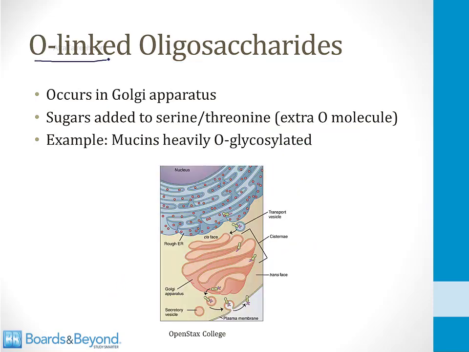O-linked oligosaccharides, on the other hand, are added to amino acids in the Golgi apparatus. As I told you before, O-linked sugars are usually added to serine or threonine because they have an extra O molecule. For example, mucins are heavily O-glycosylated, so all this O-glycosylation occurs in the Golgi apparatus.